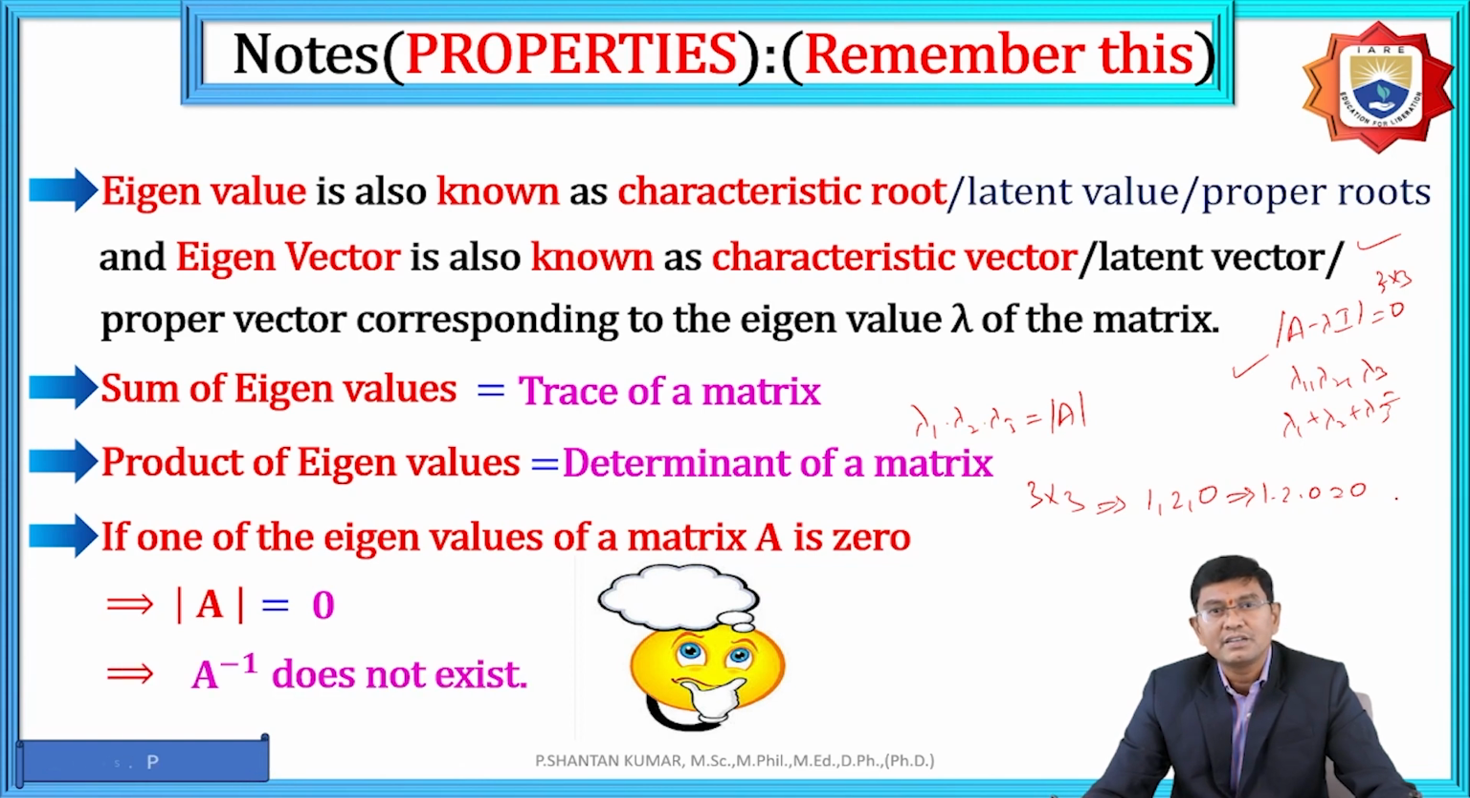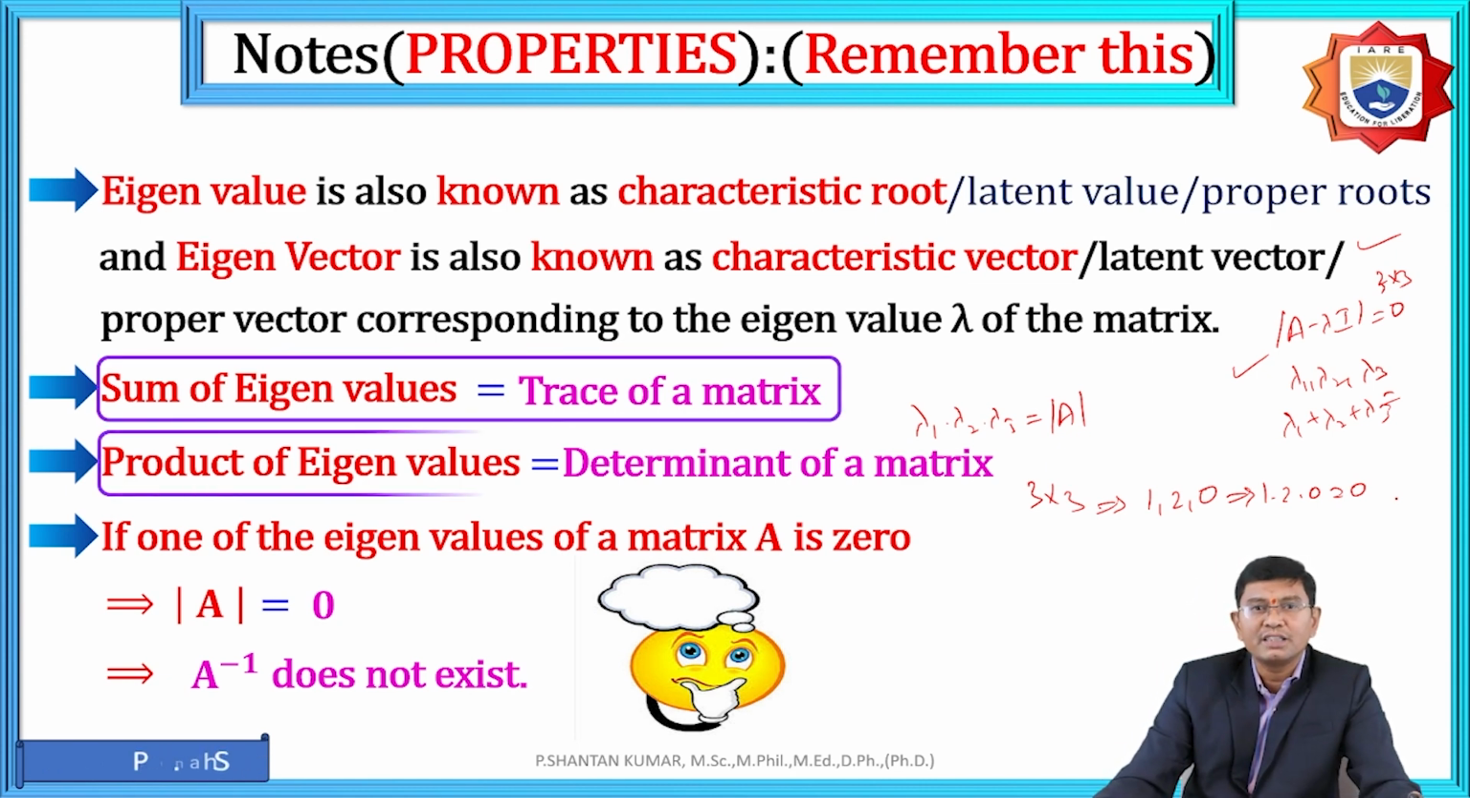These are the three important properties we need to remember. One, the sum of the eigenvalues is equal to the trace of the matrix. Two, the product of the eigenvalues is equal to the determinant of the matrix. And three, if any one of the eigenvalues is 0, the determinant is 0, which means the inverse does not exist.